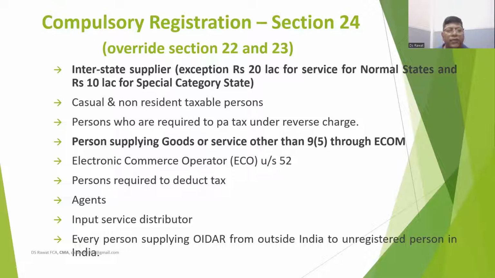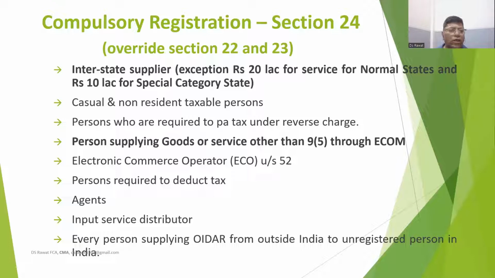Otherwise, if two states are involved, then it is interstate supply. And second is the person supplying goods or services other than section 9 subsection 5 through an e-com operator. Nowadays, in freelancing work, there is an e-commerce operator which charges certain fees, etc., from the freelancer for providing job work or work for overseas clients, etc.